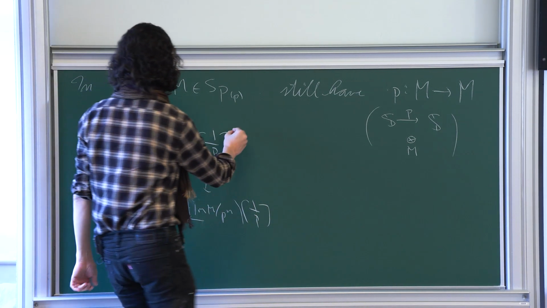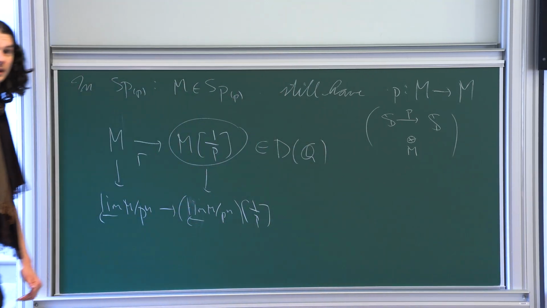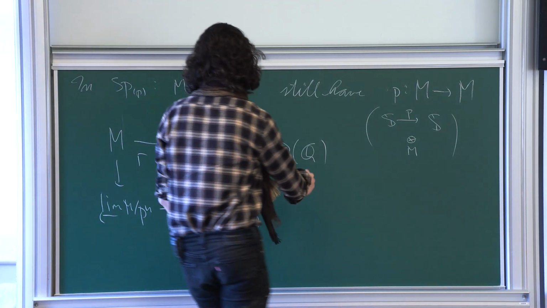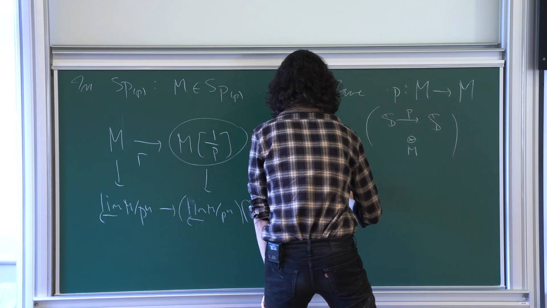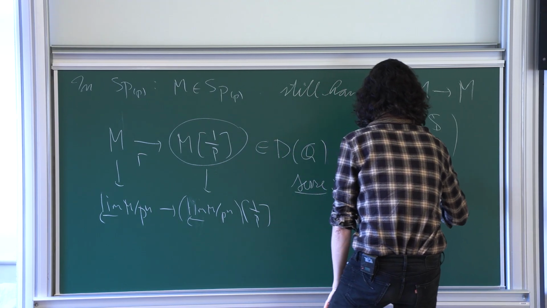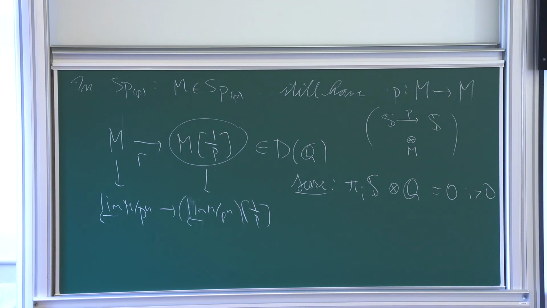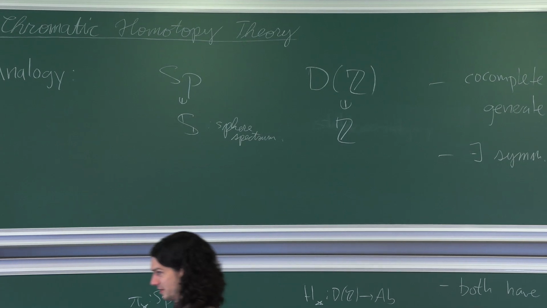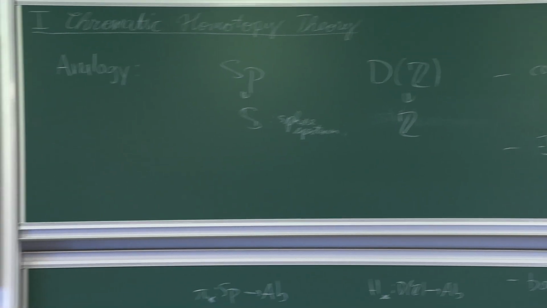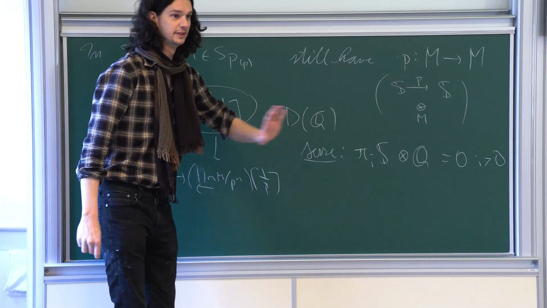And now the first piece of good news is that this still just lives in D of Q. And the reason for this is that Serre's theorem implies that if you take pi_i of S tensor Q, it equals 0 for i bigger than 0. So once you've rationalized, there actually is no difference between stable homotopy theory and pure algebra. And the rational spectra are the same thing as the derived category of Q. So once you're p-local and you invert p, then you're rational. And so this part, you still live over a field, you're happy.